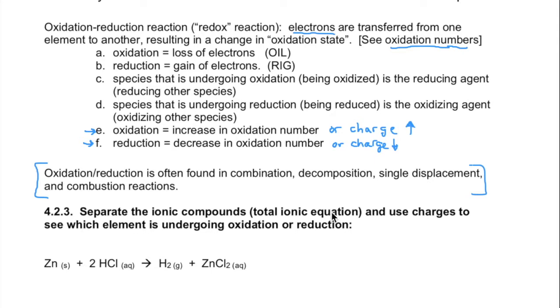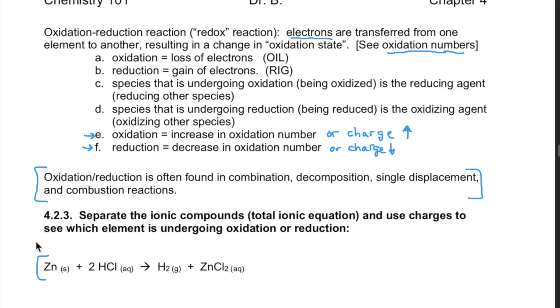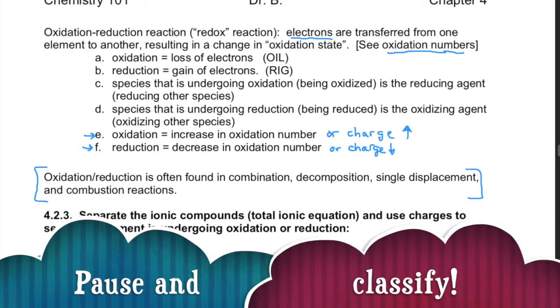Our previous lecture for 4.2 focused on double displacements like the precipitation reaction. So the other four types, the single displacement, combination, decomposition, and combustion, often have oxidation and reduction happening as part of them. All right, let's take a look at this example reaction.